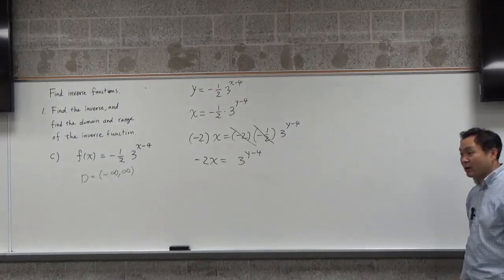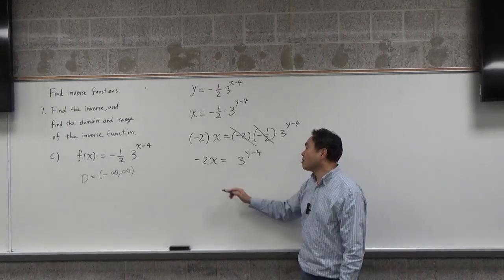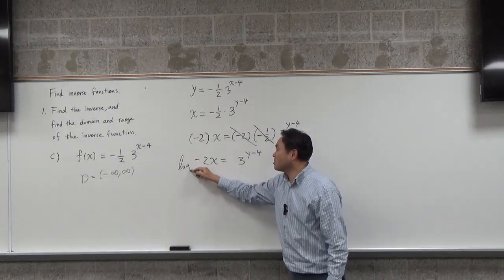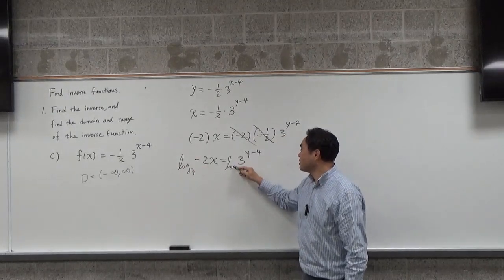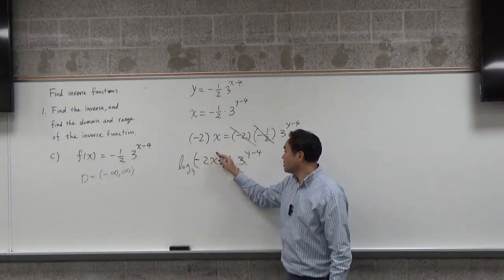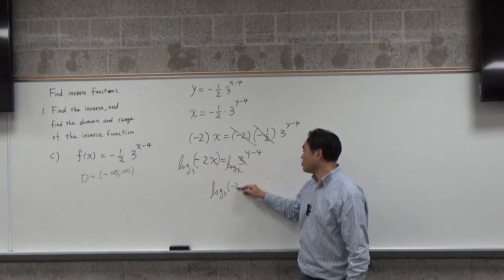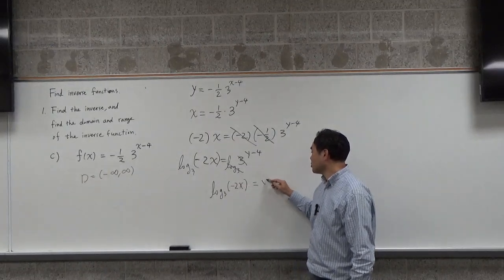3 has to go away, right? So 3 has to go away. How do you get rid of 3? Log base 3. So you apply log base 3 both sides, which is going to cancel the 3. And then you get log base 3 of negative 2x equals y minus 4.